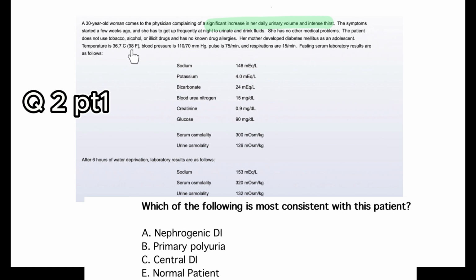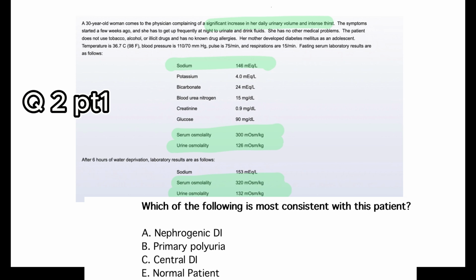Temperature is 98 Fahrenheit, blood pressure is 110/70, pulse 75, respiration 15, fasting serum laboratory results are as follows. You can highlight the sodium, also the serum osmolality and the urine osmolality. Those are your big guys, okay? After 6 hours of water deprivation, laboratory results are as follows. So again, our osmolality are our big guys, okay?